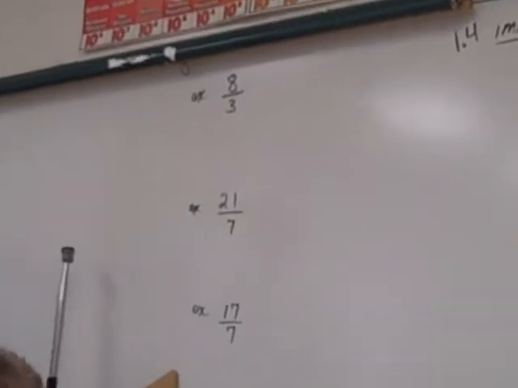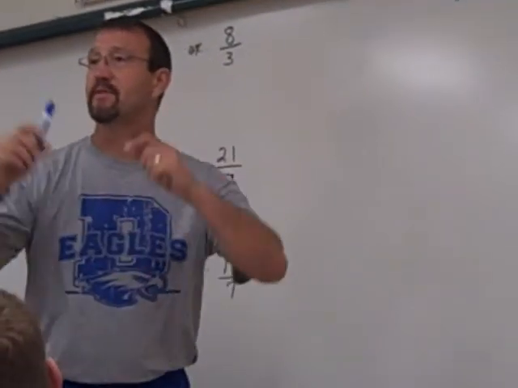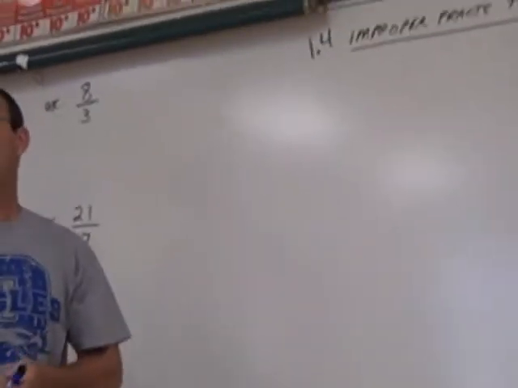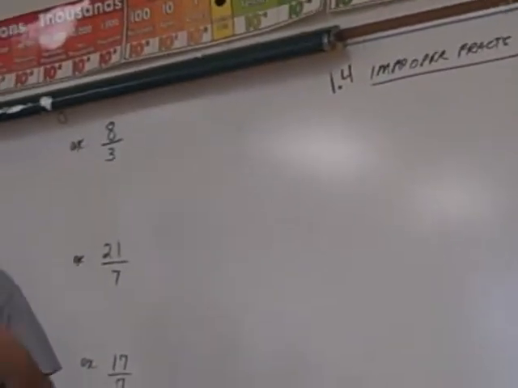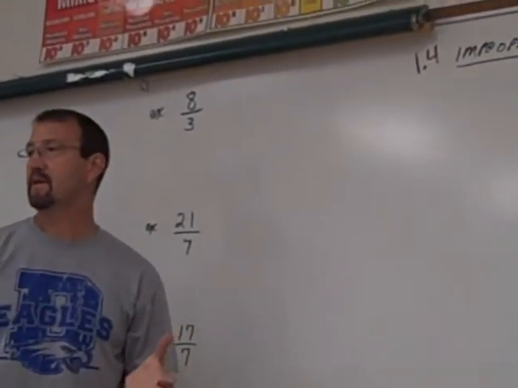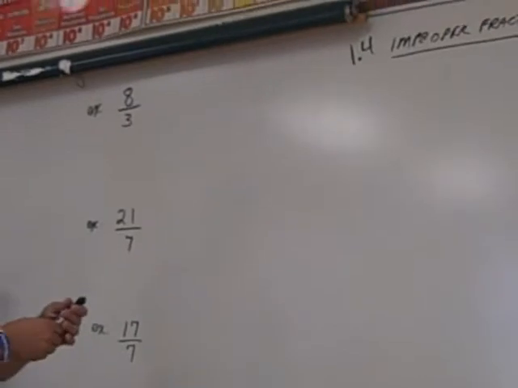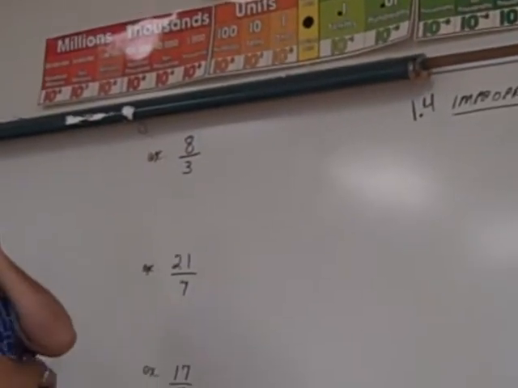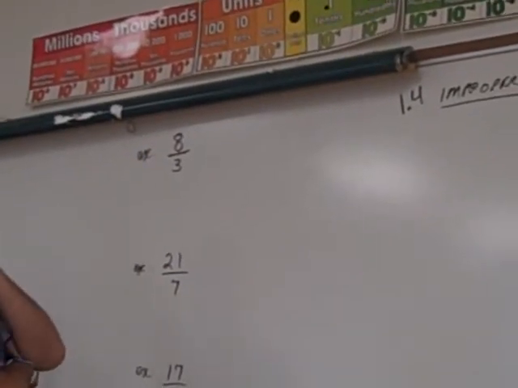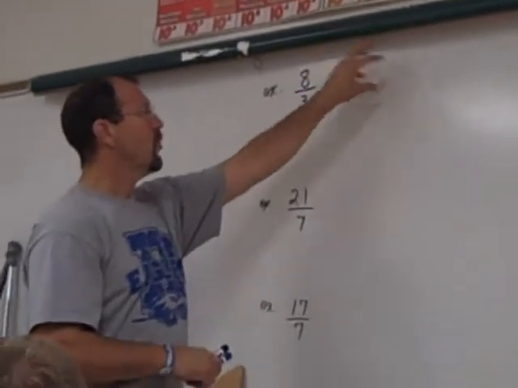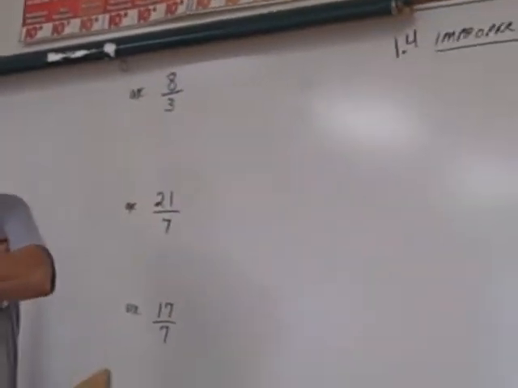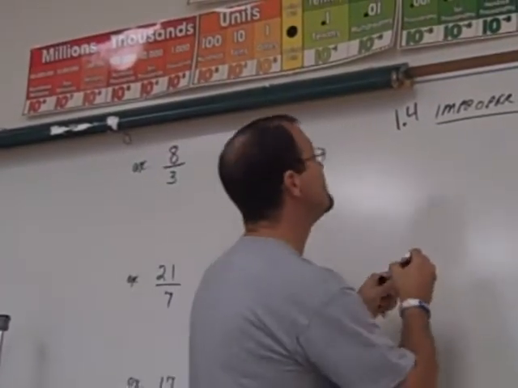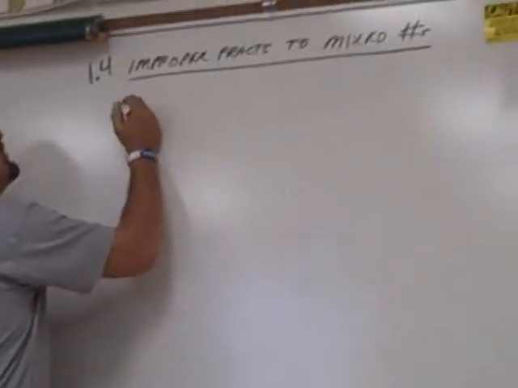All right. Improper fractions to mixed numbers. Now, I can take a pizza and start cutting it up, but do you want to know the math way of doing it? All right, let's do the math way. Okay, we're looking at this right here. How am I going to turn that into a whole number with a fraction beside it? Okay, step one.